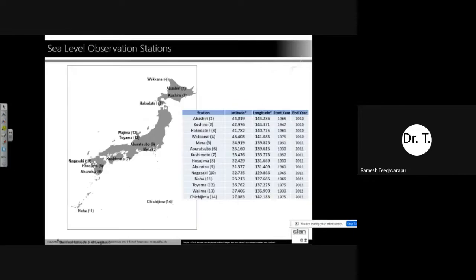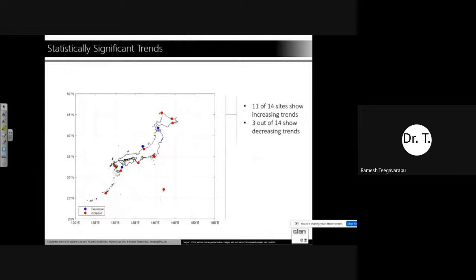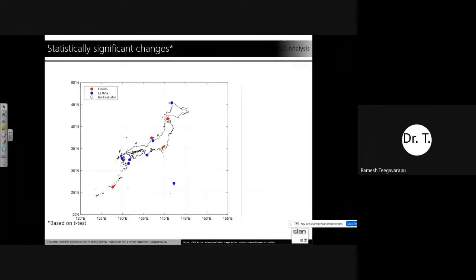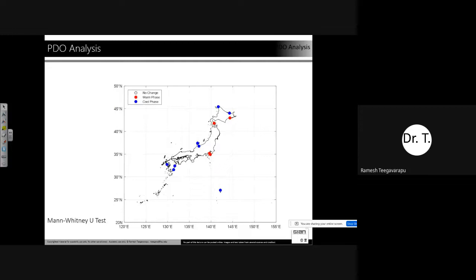Quickly for Japan, these are the 14 stations. These are the distributions of the data of sea level values. Statistically significant trends. So you can see increasing trends for most of Japan. And Japan is a very small country, and it has to be very careful about the coastal intrusion of saltwater. And this is based on a t-test. Of course, things will change because you're doing a parametric test. Then a non-parametric test will tell you whether there are any changes with respect to El Nino and La Nina.